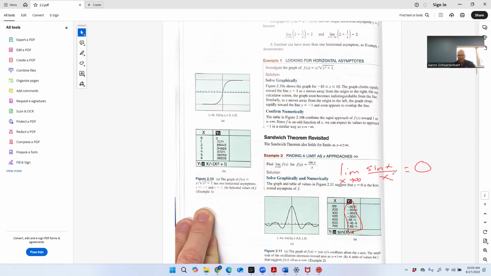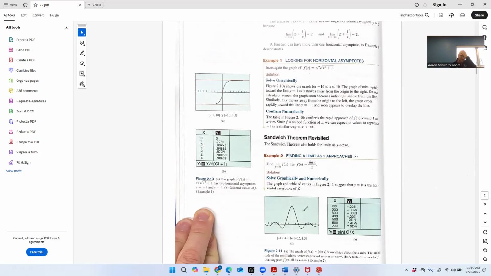We could also kind of logic our way into this. Sine is at its greatest 1, at its smallest negative 1. X is going to infinity. 1 over infinity, 1 over anything really large, is approaching 0. Okay. And yes, I'm skipping writing that limit notation to make it a little quicker.